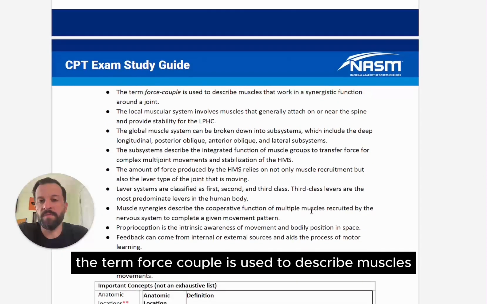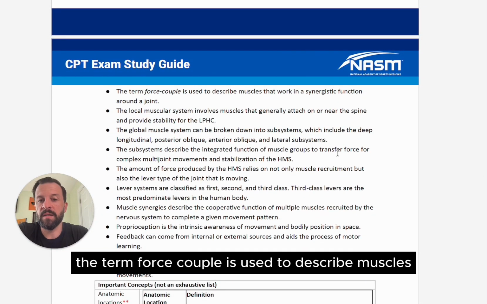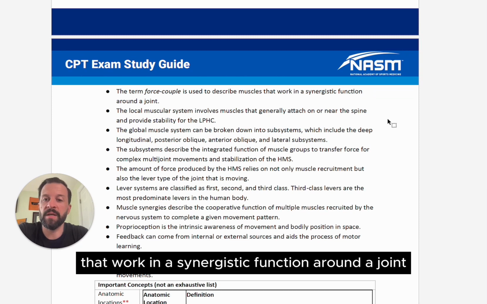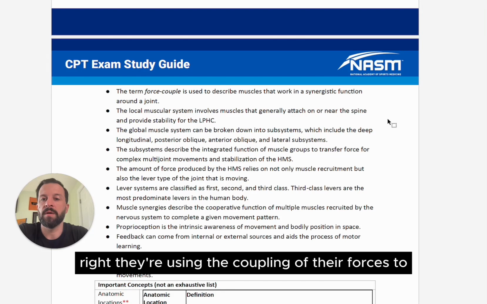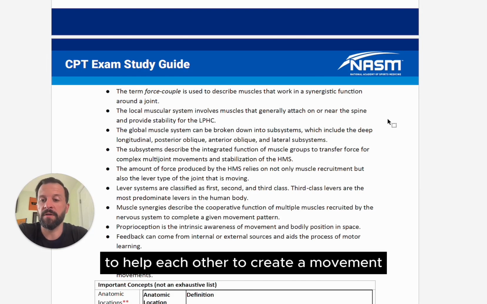The term force couple is used to describe muscles that work in a synergistic function around a joint. Right? They're using the coupling of their forces to help each other to create a movement.